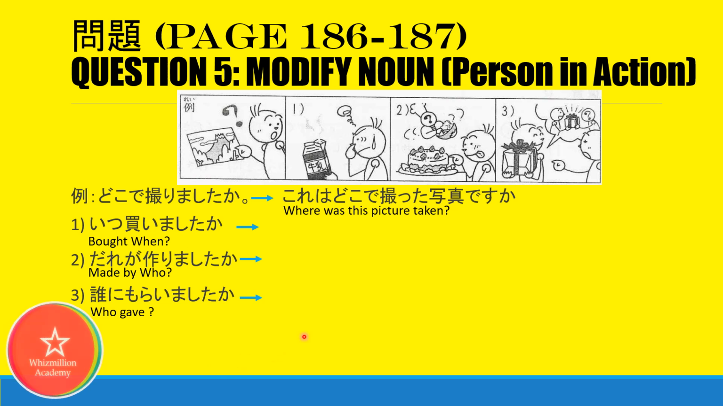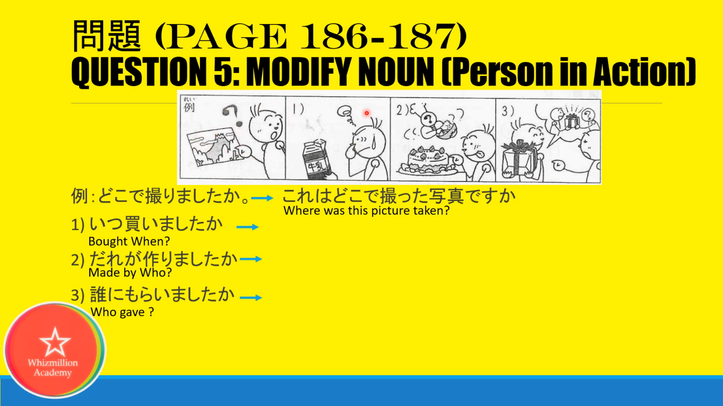Well, for question number 5, we are modifying the noun, and the noun is a person in action. To know what the person in action is doing, we have to look at the image here. There's 4 images here. The first image is for example 1. Pay attention to the question mark. There's a question mark next to the picture. So maybe this person is asking where this picture is taken or what is this picture, right?